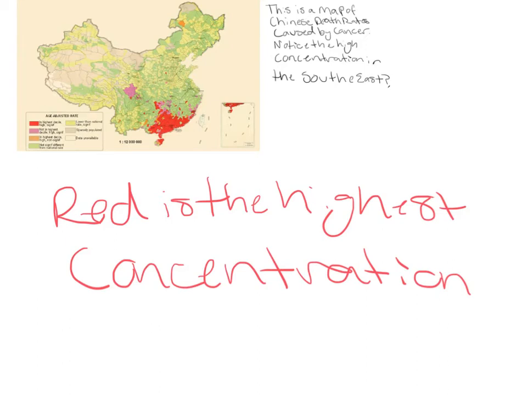Often there is a regional pattern of highly concentrated death rates, just like this map here of China. There is a high concentration right in the very bottom southeast corner of China of red. That means there are a lot of people dying.